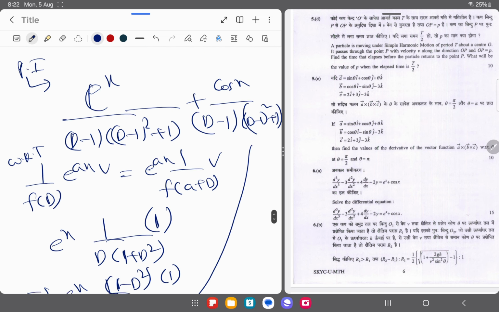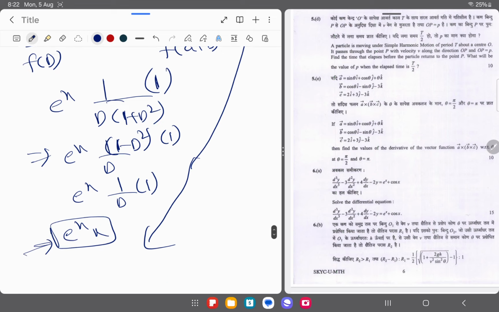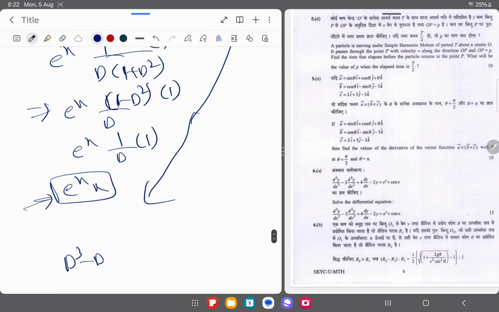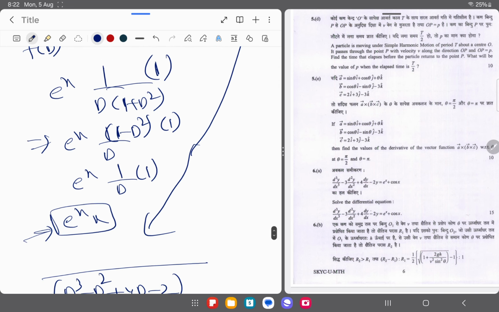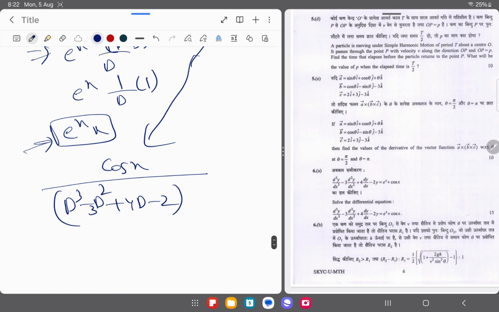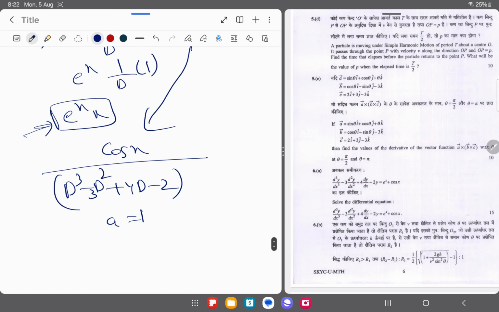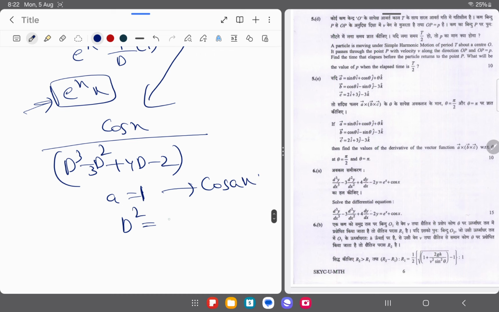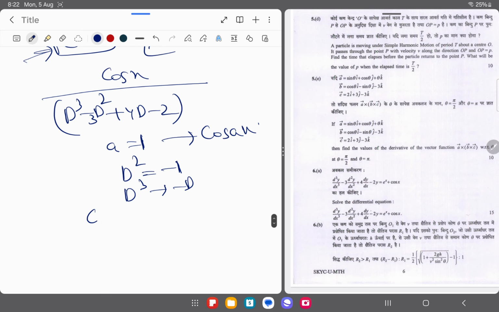This is the first part, right? Another one is D cubed minus 3D squared plus 4D minus 2, by cos x, right? Since it is cos x, a is equal to 1, right? Here we generally work with cos ax, so D squared we can replace with minus 1, D cubed with minus D, right? So this will be cos x by minus 1 plus 3 minus D plus 4D minus 2.